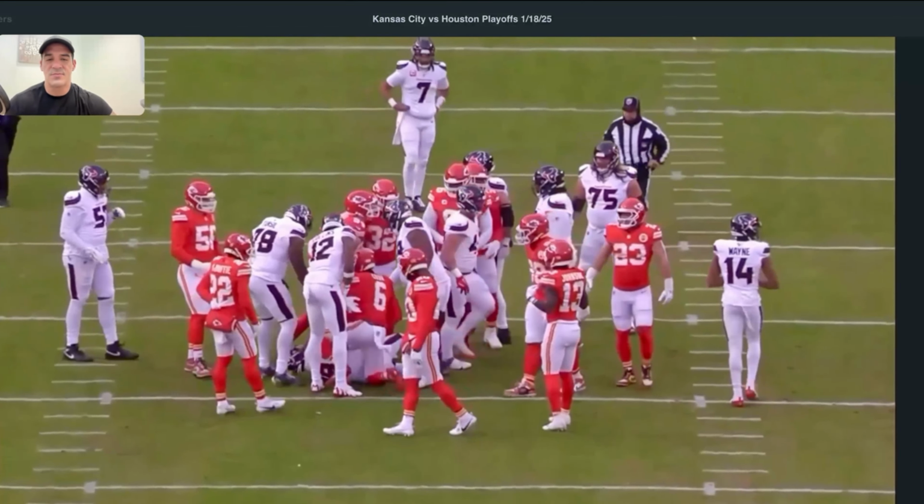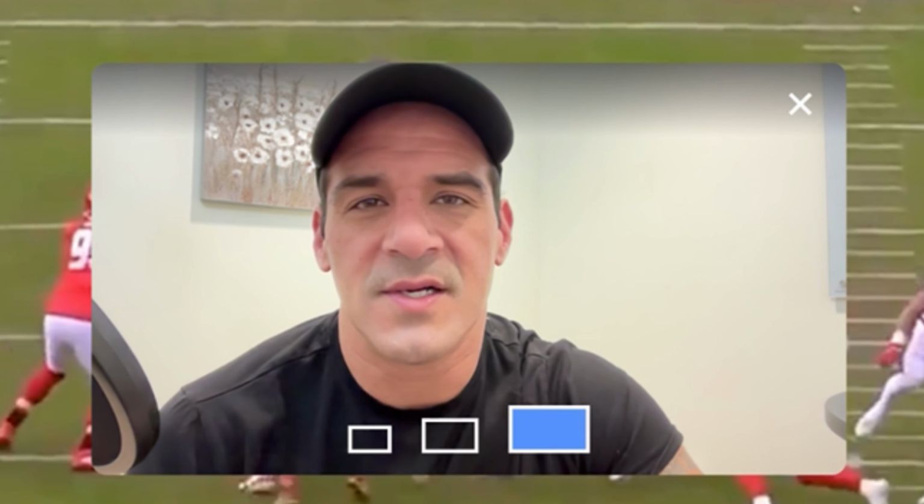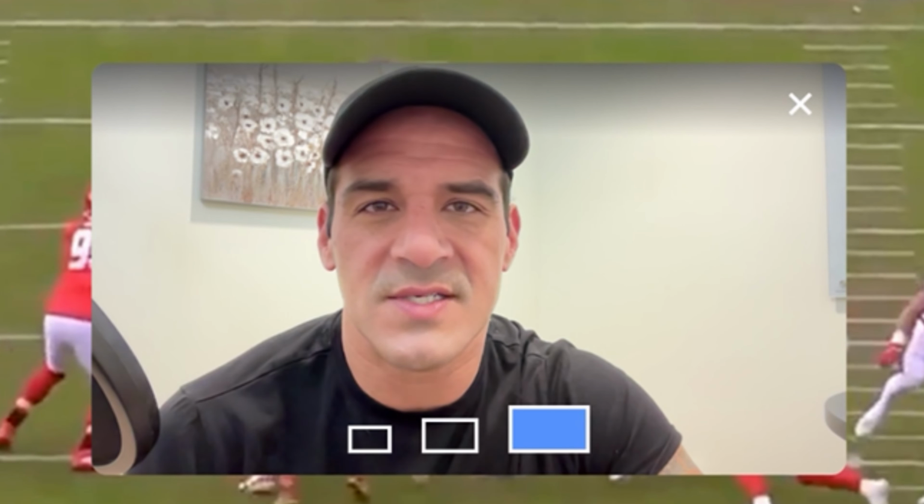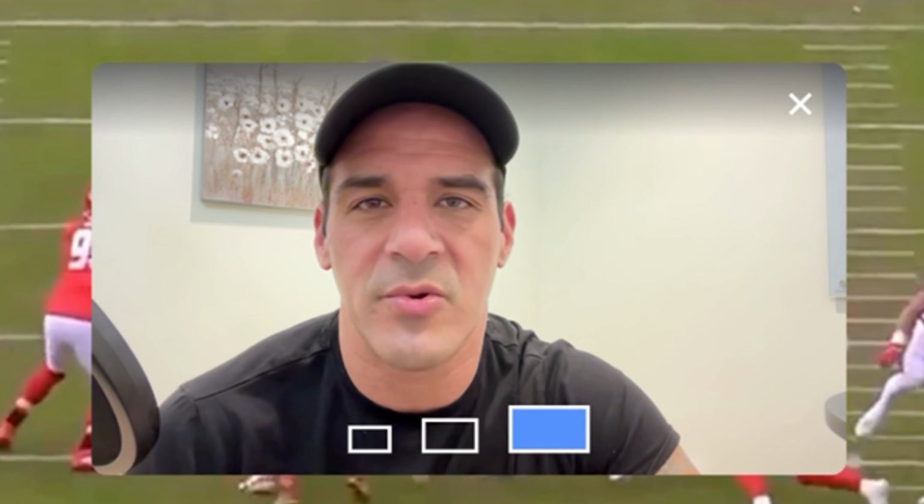This Kansas City defense is pretty good. Every time I watch the Kansas City defense, I'm impressed by Steve Spagnuolo. He obviously does a great job of coaching these guys up. They're always in the right gaps. They always fight hard to stay in those gaps, and they understand their roles.